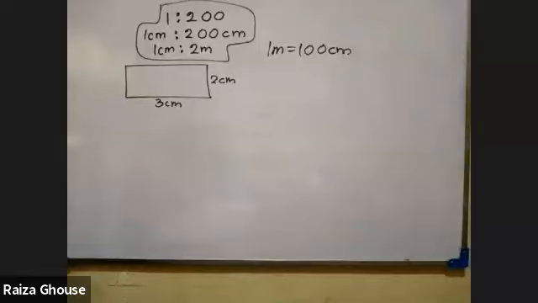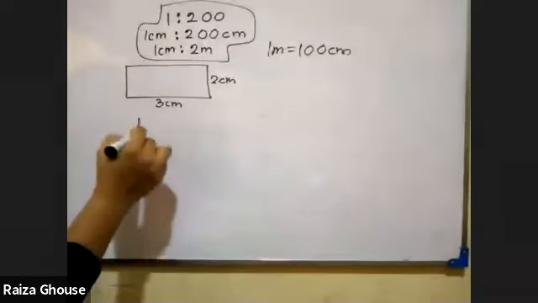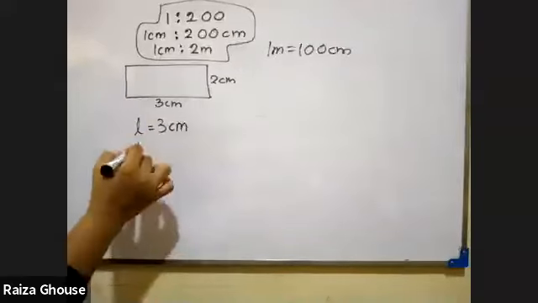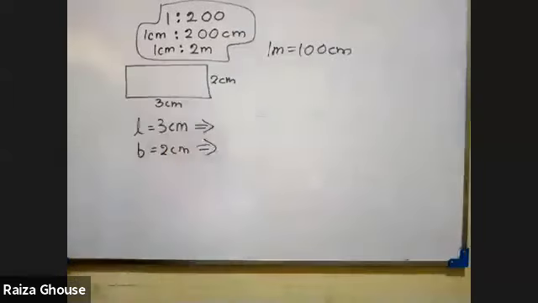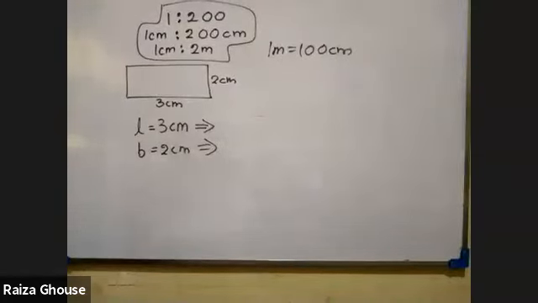Zikra, your question. Now tell me, children, this length is 3 centimeter, right? Breadth is 2 centimeter. You find and tell me the actual length and the breadth of the rectangle. In meters, I need your answer. Two meters are represented by 1 centimeter. Yes, I'm receiving answers. Breadth, very good.